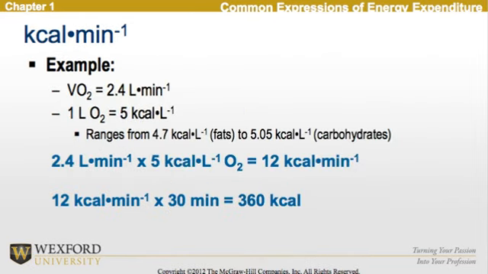Now calculating kilocalories per minute, we have our VO2 of 2.4 liters per minute, where 1 liter of O2 is equal to 5 kilocalories. This ranges from 4.7 kilocalories per liter for fats to 5.05 kilocalories per liter for carbohydrates. So 2.4 liters per minute times 5 kilocalories per liter of O2 gives a total of 12 kilocalories per minute. Over the course of 30 minutes, 12 kilocalories per minute times 30 minutes equals 36 kilocalories.